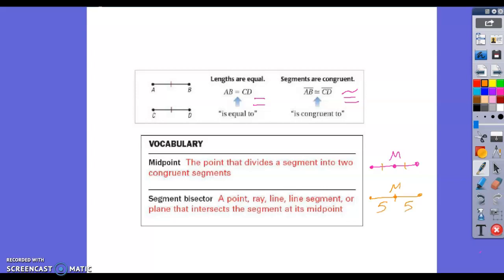And a segment bisector is something that cuts this segment directly in half. Bisect. Bi means 2. Sect means cut. We're going to cut a segment in half. It could be a point, it could be a ray, it could be a line segment. Let me go to the next page and I'll show you an example.